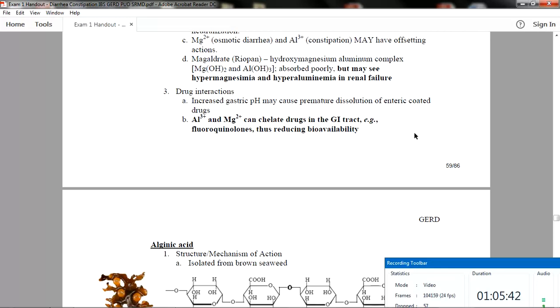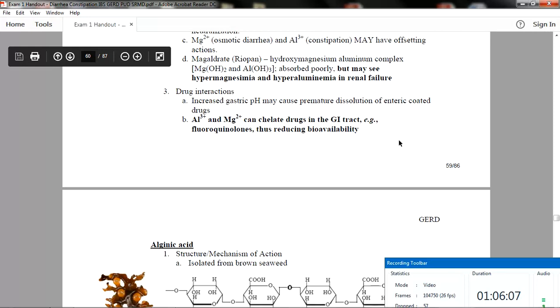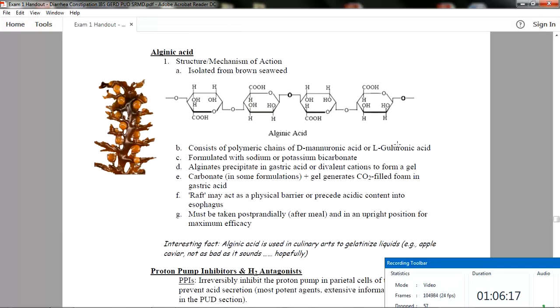Aluminum and magnesium, and this is a very common warning that you see in a lot of places, that certain antibiotics can be chelated or bound up with metals like these: magnesium, calcium, aluminum, and things like that. So they can chelate drugs. Aluminum and magnesium can chelate drugs in the GI tract. Fluoroquinolone antibiotics seem to be one of the really common ones that you're not supposed to take with antacids or anything that's going to have one of these cations, aluminum or magnesium or even calcium, because fluoroquinolone bioavailability will be reduced. Okay.